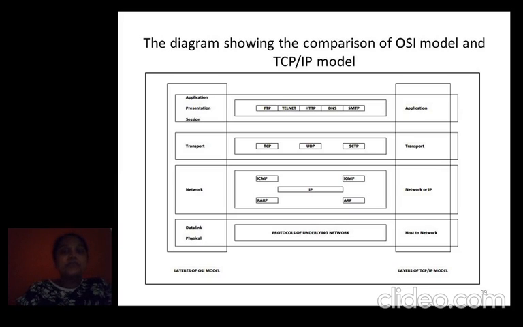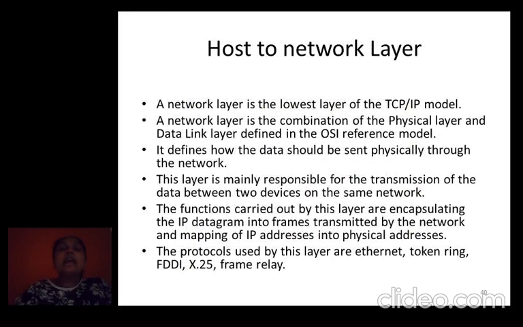Next, this protocol is used to have proper communication in the TCP/IP model. Okay, so let's have a brief discussion on each layer. So, the host to network layer. The host to network layer is the lowest layer in the TCP/IP model, and it is a combination of the physical layer and the data link layer of the OSI model.